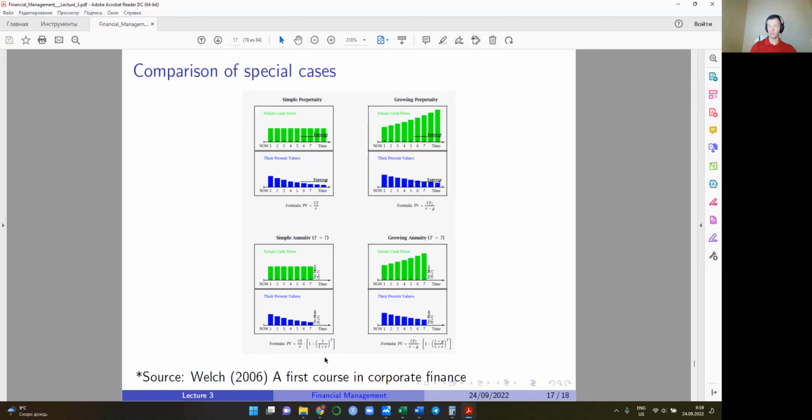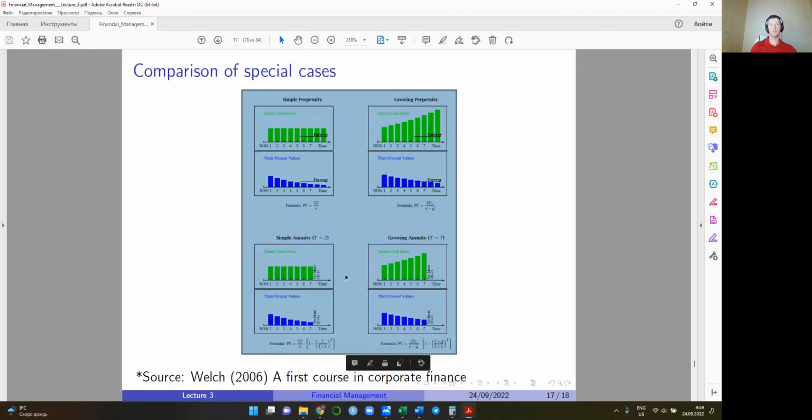Well, you must be able to recognize these cases in practice, or if there is some suitable, let's say, practical case when you can apply one of these cases, do that. You must be able to understand when to calculate present value, when to calculate future value, if future value exists.